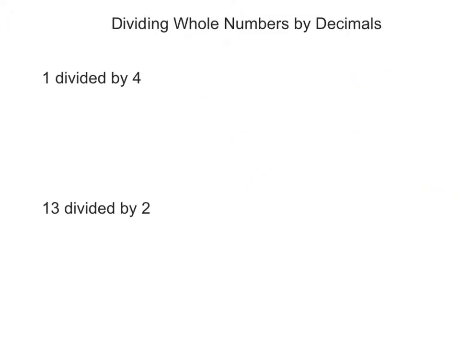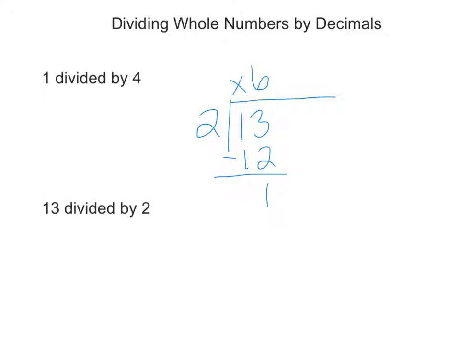Our next example is 13 divided by 2. So 13 goes under the house, and I'm going to divide by 2. I know that 2 cannot fit inside of 1. 2 can go into 13. It can go in 6 times. 6 times 2 is 12. So I divided, I multiply, now I'm going to subtract. 3 minus 2 is 1.